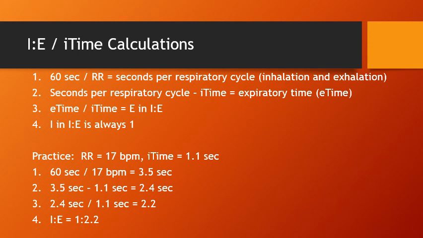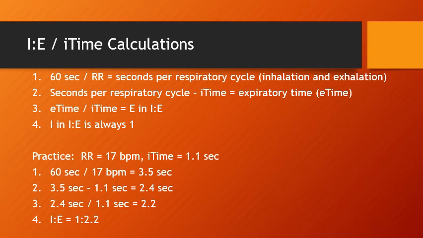So let's use some numbers to do this. If we have a respiratory rate of 17, and we have an I time of 1.1 seconds, those are the two settings on our ventilator that we can adjust to affect the I/E ratio. So with those two values, we're going to calculate what this patient's I/E ratio is right now with a respiratory rate of 17 and an I time of 1.1 seconds.